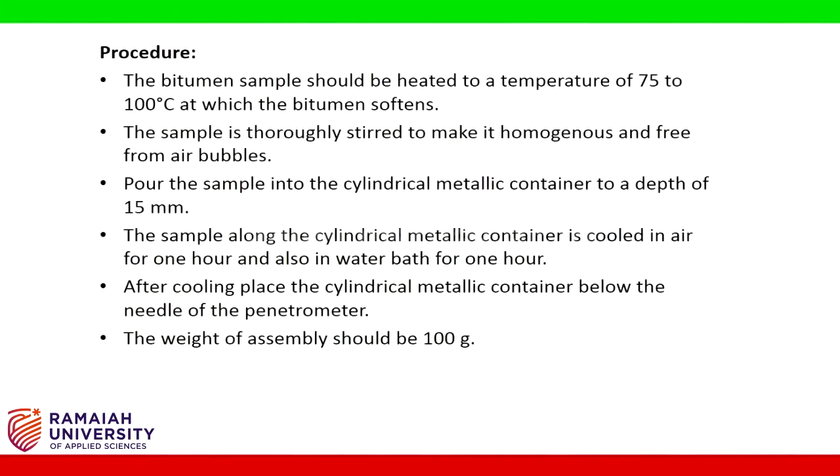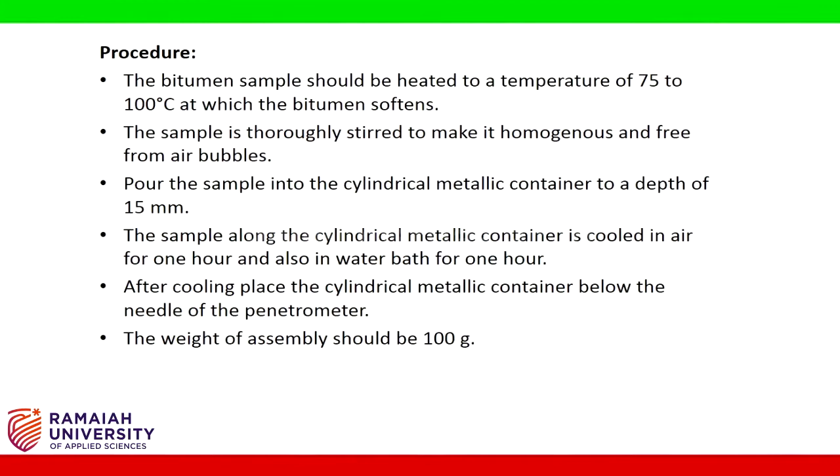Procedure. The bitumen sample should be heated to a temperature of 75 to 100 degrees Celsius at which the bitumen softens. The sample is thoroughly stirred to make it homogeneous and free from air bubbles. Pour the sample into the cylindrical metallic container to a depth of 15 mm. The sample along with the container is cooled in air for 1 hour and also in a water bath for 1 hour. After cooling, place the cylindrical metallic container below the needle of the penetrometer.